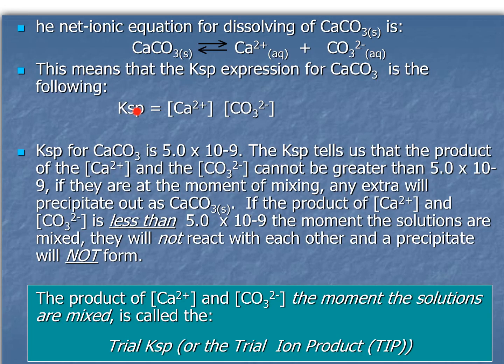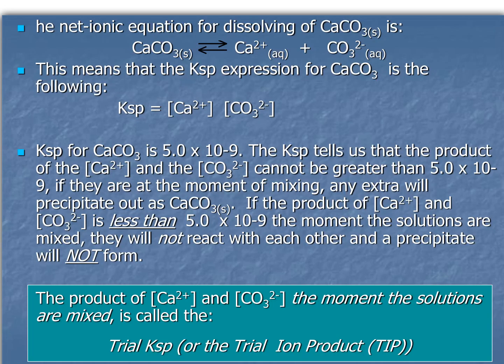We write our Ksp expression based off our correctly written net ionic. So we have our products to the power of their coefficients over the reactant, but it's a solid. So our Ksp for calcium carbonate is 5.0 times 10 to the negative 9th. That was given to us. And based off of this information, we know that the concentrations of calcium times carbonate cannot be greater than this 5.0 times 10 to the negative 9.